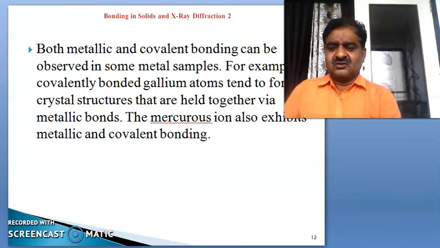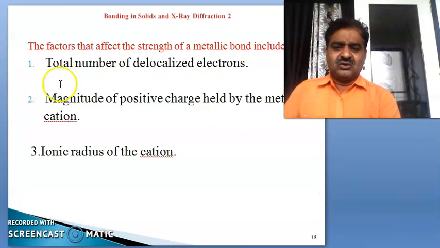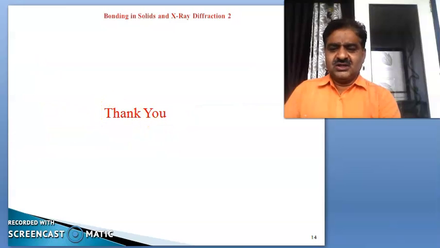In the next lecture, we discuss in detail about the metallic bonding. So what are the factors affecting the strength of metallic bonding? We see in the next lecture.